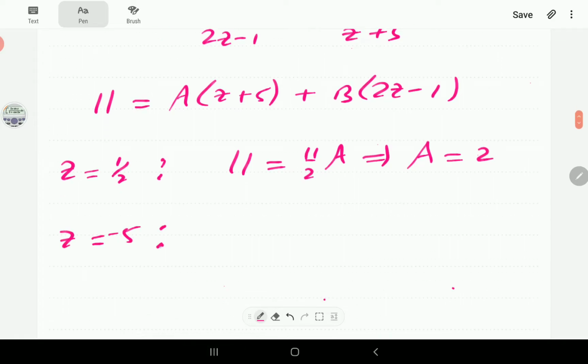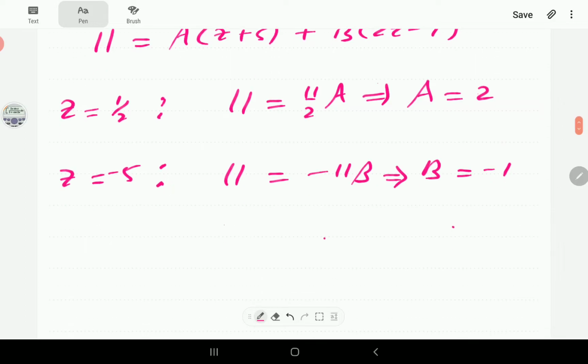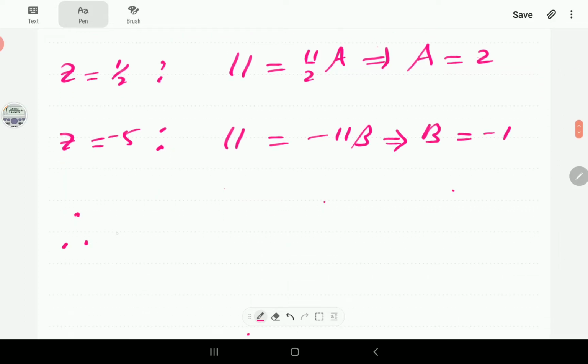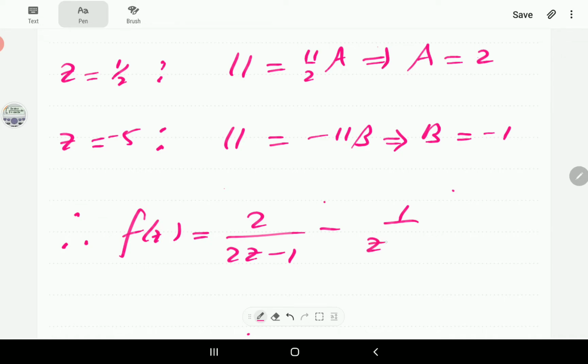The other root is -5. Left hand side is going to be 11. This term vanishes. This one is going to be -11. So this tells us that B is going to be -1. So f of z, therefore, we can write as 2 over 2z minus 1 minus 1 over z plus 5. Now, these are much easier to handle, even if we had to use repeated differentiations, which of course we will not.